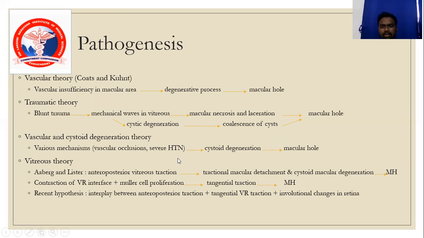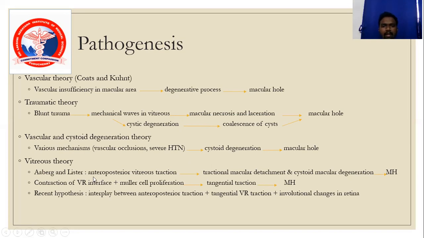any vascular occlusions in the form of CRVO or BRVO or any arterial occlusion or in the presence of a severe hypertensive crisis can lead to a cystoid degeneration at the level of the neurosensory retina, which in turn can lead to development of a macular hole. We do have a theory called the vitreous theory, which was given by Aaberg and Lister, which states that anteroposterior traction of the vitreous can lead to a tractional macular detachment, which in turn can lead to a macular hole.